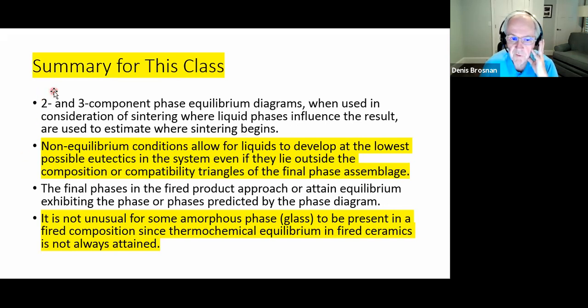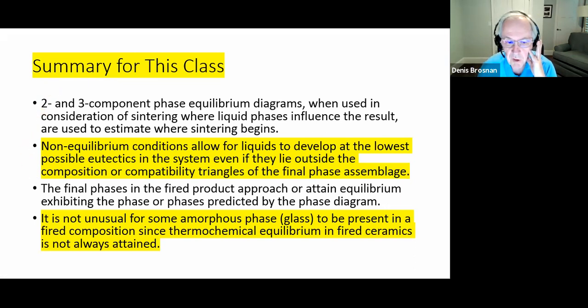So in summary, for this class, we've used 2 and 3 component phase equilibrium diagrams. We've shown how to locate a point on the phase diagram. We've shown what liquidus and solidus surfaces are, eutectic, lowest melting, peritectics. We've looked at these because we want to find out where the first liquid is formed to aid in sintering.